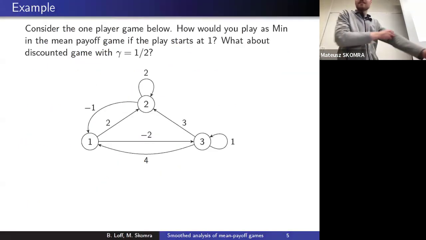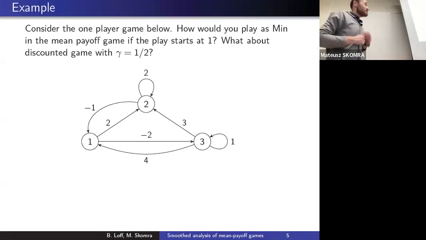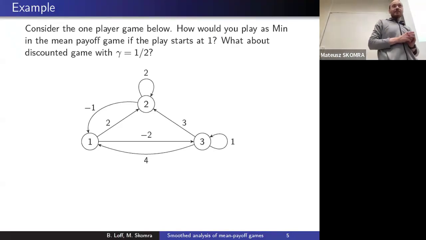Now it's an exercise for you. This is the one-player case. Here we are the minimizer, the circle. Imagine that we start here at one.